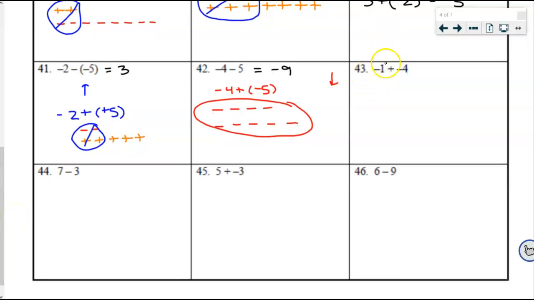Okay, 43. Nice and easy. This is -1. That's 1 rock. Plus -4. That's 4 more rocks. Nice and easy. That is a -5.